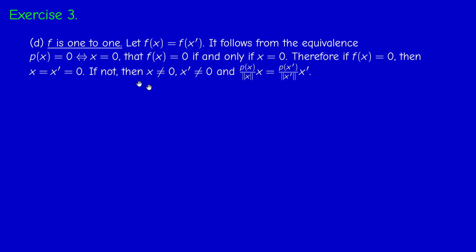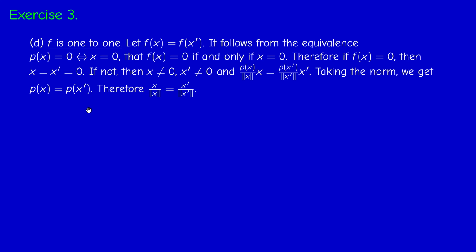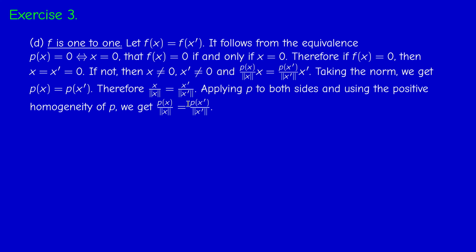The more interesting case is where none of them is 0. So we go back to the definition of f of x. By definition, if x is not 0, f of x is P of x over the norm of x times x. And same thing for x prime. If we take the norm, x over its norm is 1, so we get P of x equal P of x prime. We simplify by P of x, and of course none of them is 0 because we ruled that out. Therefore, we get x over its norm is equal to x prime over its norm.